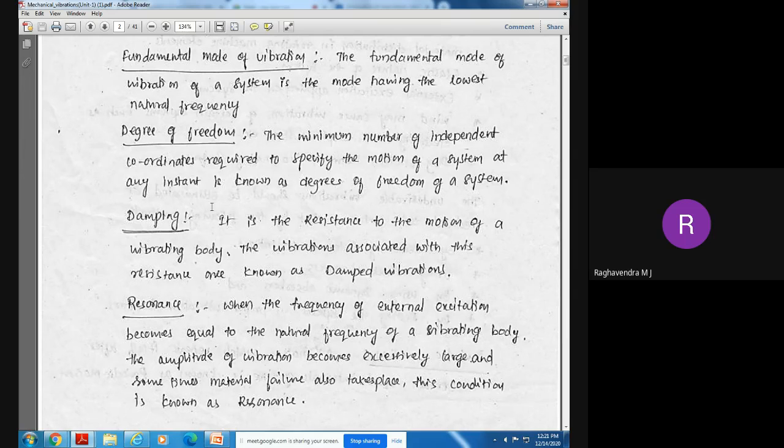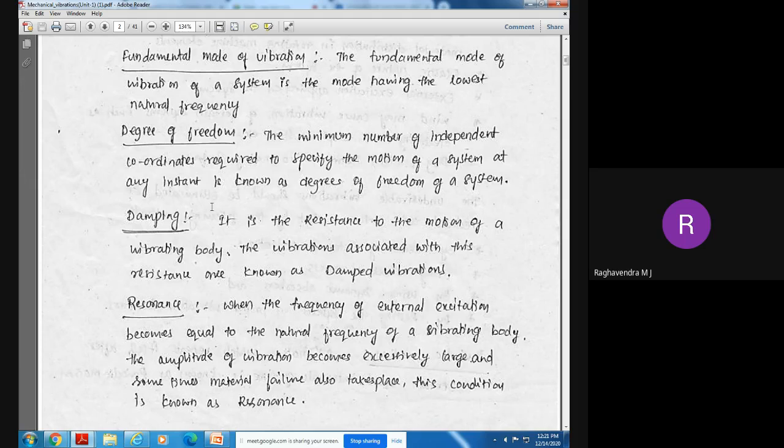Damping. Okay, so damper is a very important element in a vibration system. What is meant by damping? It is a resistance to the motion of a vibrating body. The vibrations associated with this resistance are known as damped vibrations. Okay, so if you take oil in a vessel, that oil acts as a damper. So the vibrations which are developed will be prevented by that particular damper.